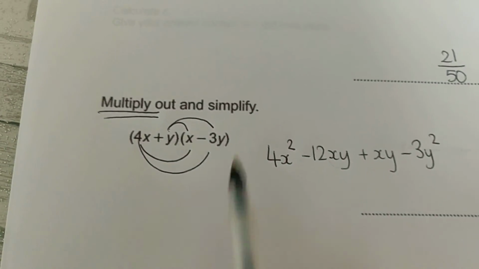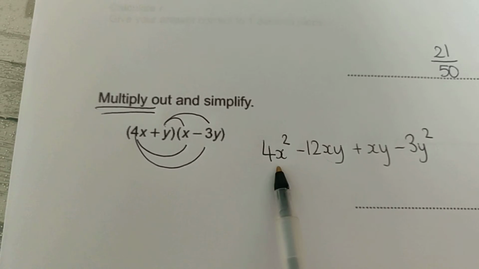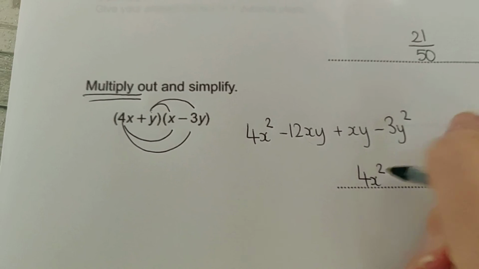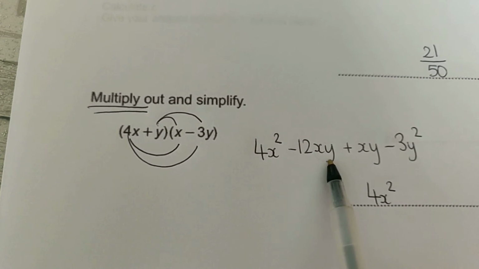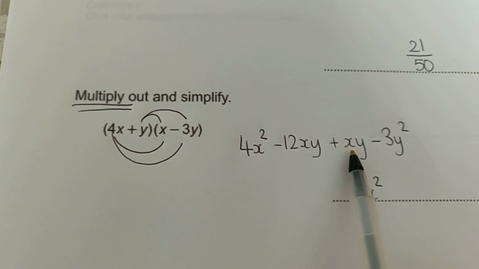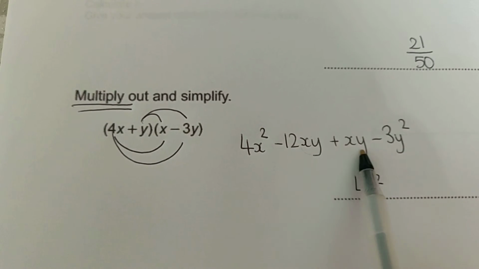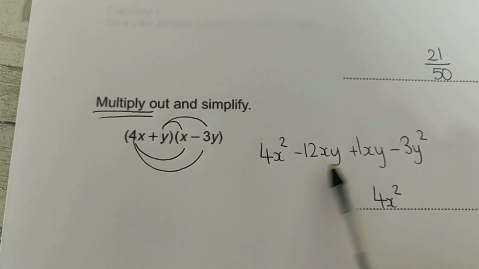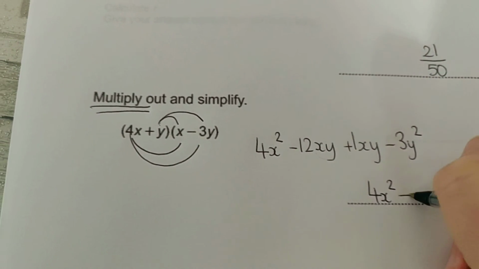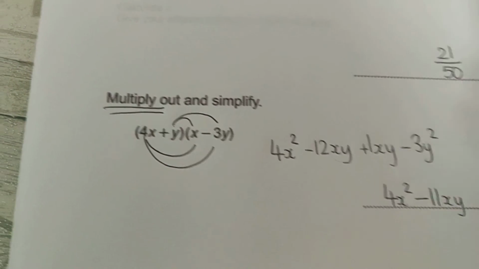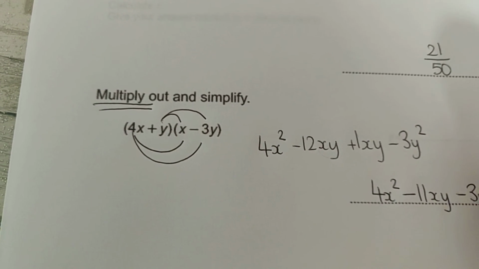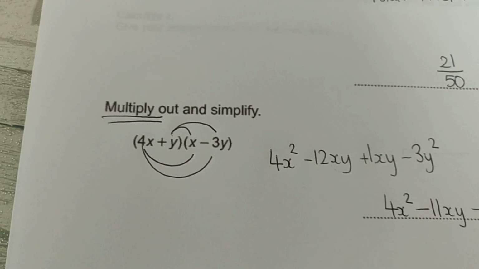We now need to simplify it. So x squared, there's no other x squared, so therefore that will stay as 4x squared. We've got minus 12xy plus an xy. Or you might think it's easier to start on xy and then take away 12xy. So if you've got 1xy and then you take away 12 of them, that is minus 11xy. And then again, this is the only y squared term, so that will stay as minus 3y squared.